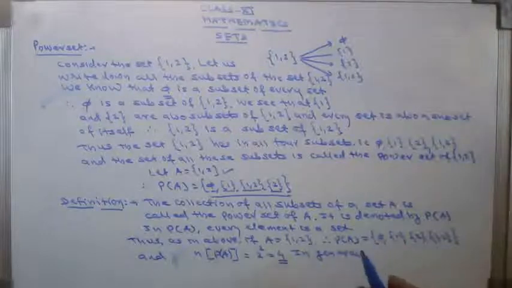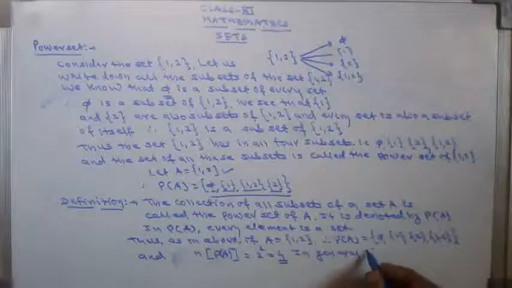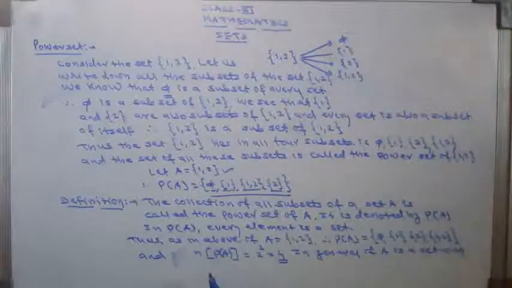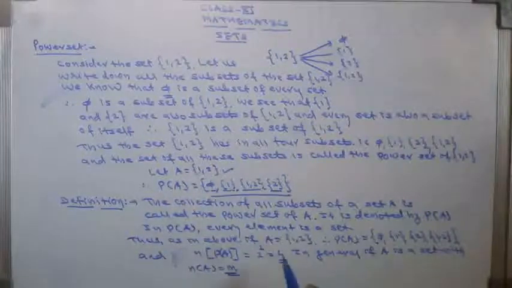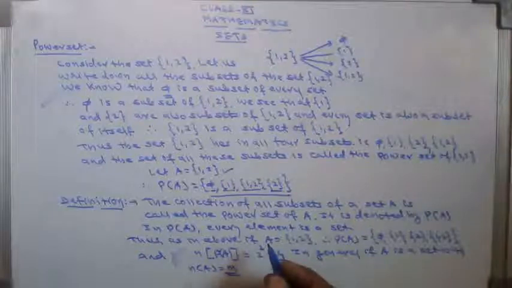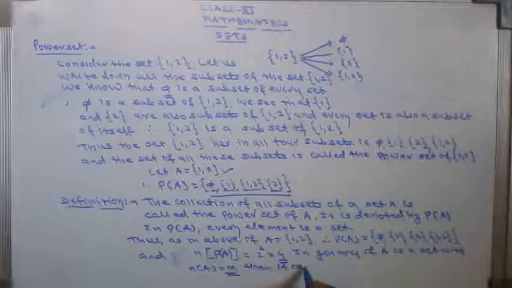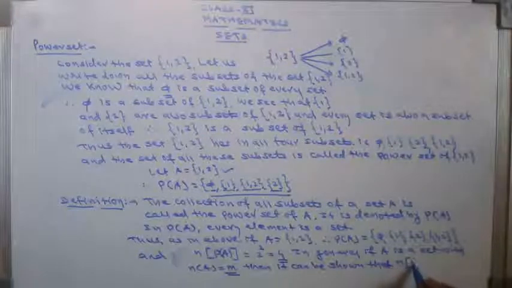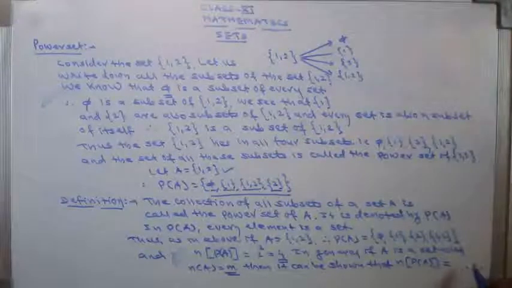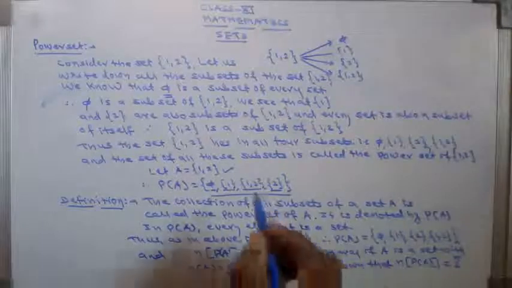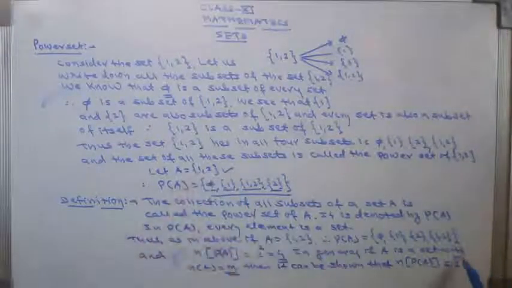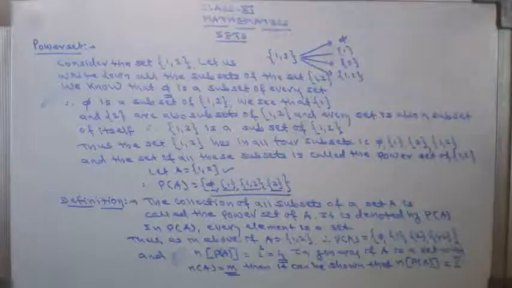That is, 4 subsets are there. In general, if capital A is a set with number of elements equal to M, I suppose here there were 2 so 2 to the power 2. If there are M elements in A, then it can be shown that the number of elements in the power set of A will be equal to 2 raised to the power M. So you always take 2 raised to the power of the number of elements in that set A. If there are, suppose, 3 elements, the number of subsets will be 2 cubed, that is 8 subsets. Okay students, thank you.